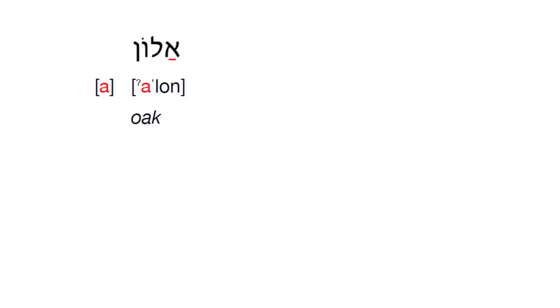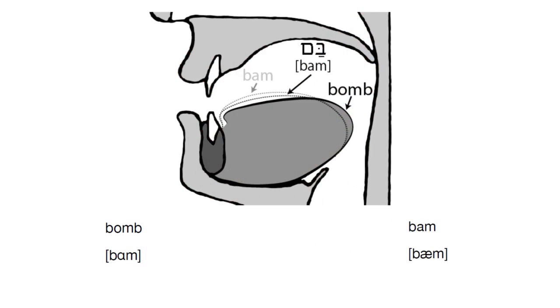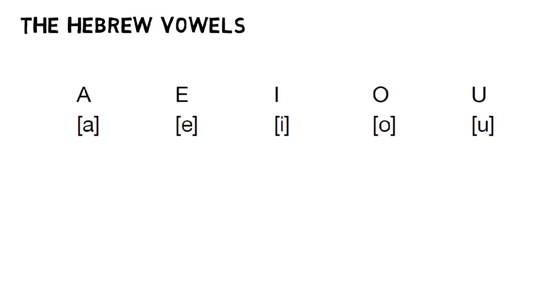And now we come to the last of Hebrew's vowels. A, as in alon. This vowel is similar to English's A, as in dog or father. The Hebrew vowel, though, is a bit more forward in your mouth, so your tongue is going to be about halfway towards the American vowel A. So English has bomb and bam, and halfway in between, Hebrew has bum, bomb, bum, bam. And those are the 5 vowels of Hebrew.